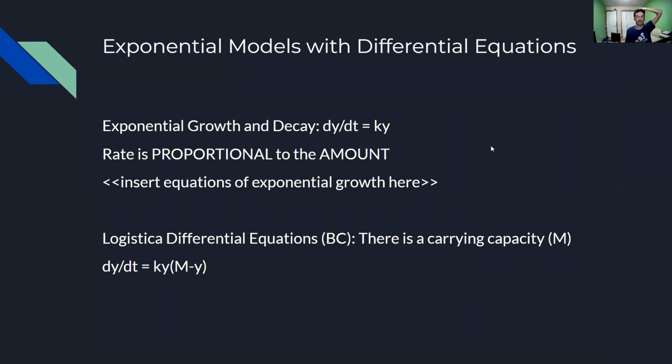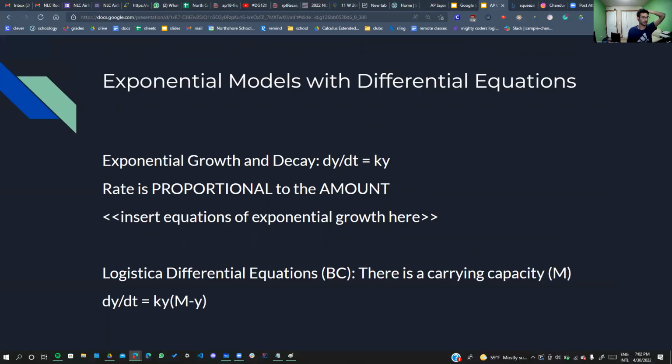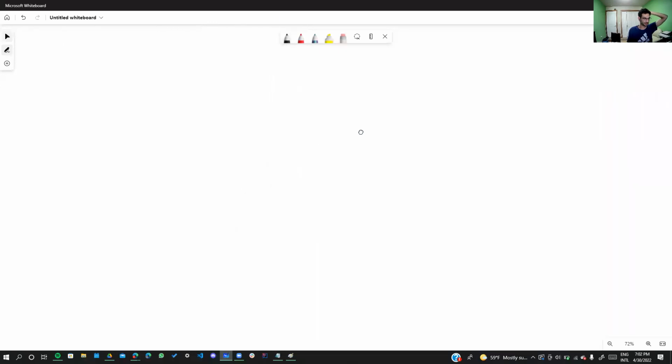Here we have the exponential growth and decay model, which is basically saying that the rate is proportional to the amount. So dy over dt is equal to ky. If you have 100 of something, the rate is going to be greater than if you had 50. What this directly displays is exponential growth. Actually, let's just do this equation. We have dy over dt is equal to ky, right?